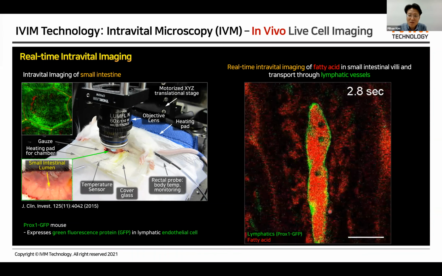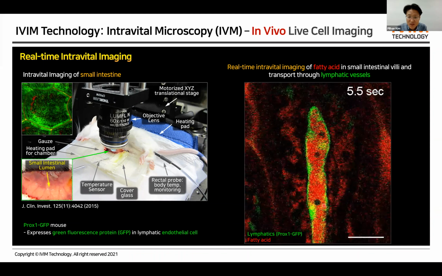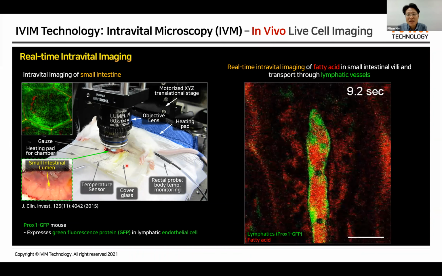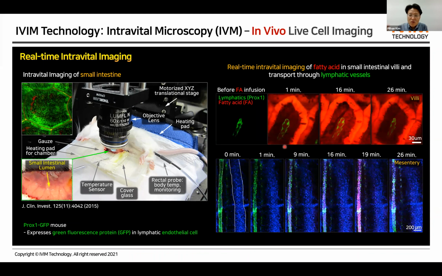And this is the real-time movie showing the contracting behavior of this lymphatic vessel in the small intestine. And then this fatty acid observed in the small intestinal villi is transported through the lymphatic vessel in the mesentery, as you can see here. From 0 to 90 minutes, you can see the appearance and transport of this red-colored fatty acid through the lymphatic vessel.